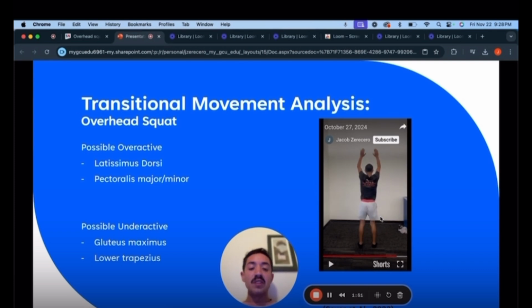When looking at the rear view, you can see that the lumbopelvic region is stable and that there is no shifting or hip hike or drop. So we can say that this is a stable area.